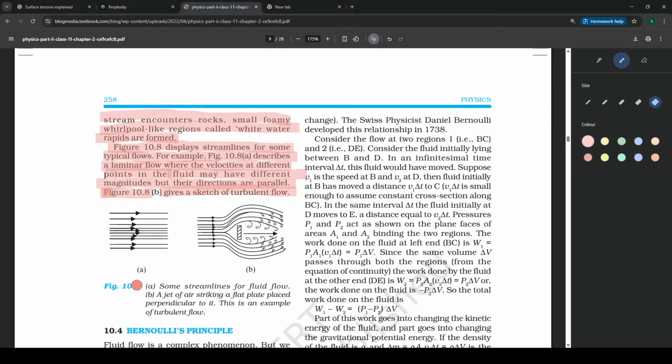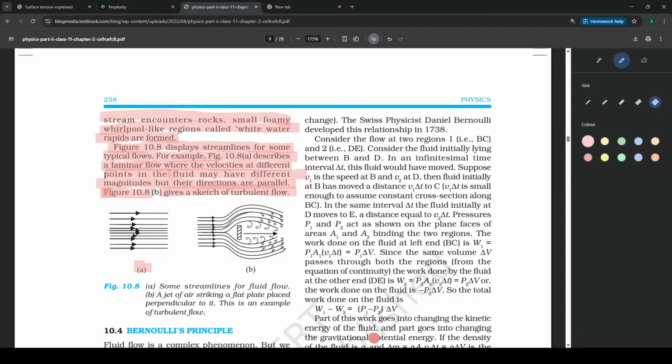The first diagram shows what is called laminar flow. This is a steady flow, but at different points the magnitudes of velocity will change. The only condition for steady flow is that at a certain point in space, all the particles that come to that point should have the same velocity, same direction. That is the only requirement for steady flow.